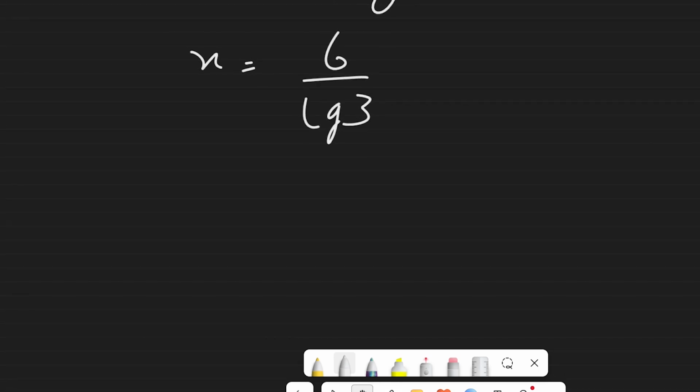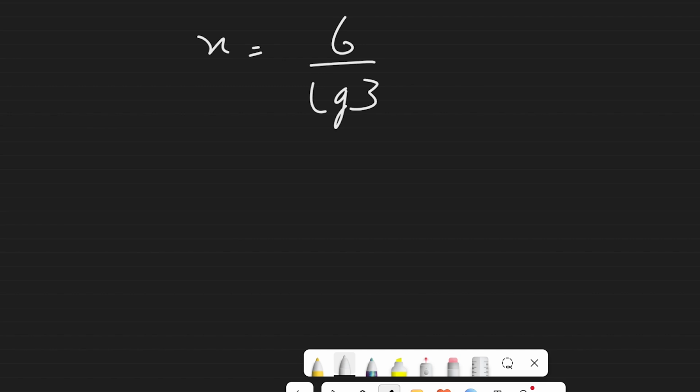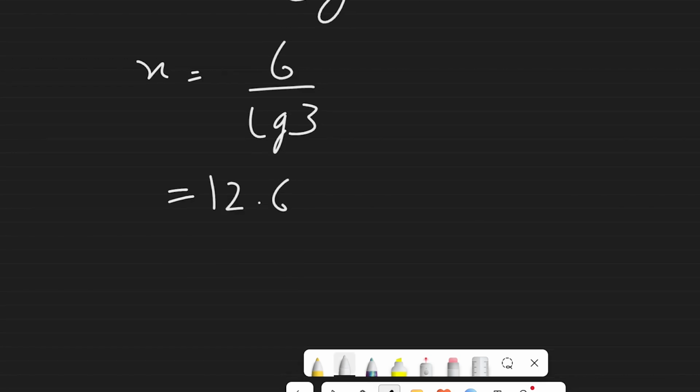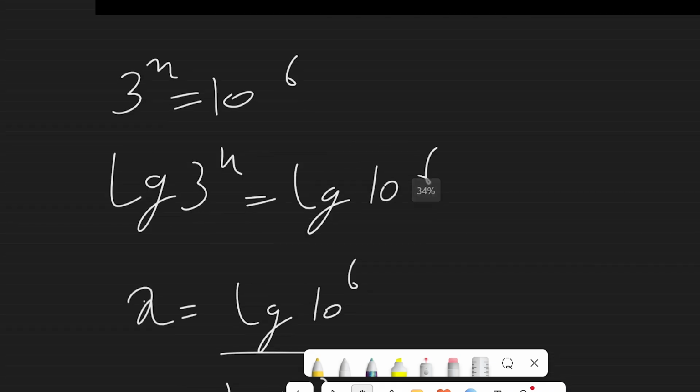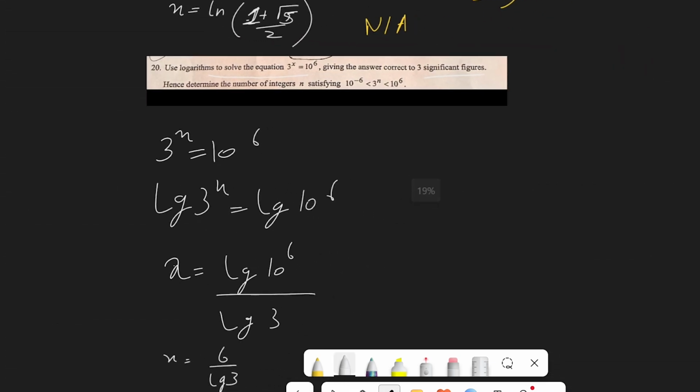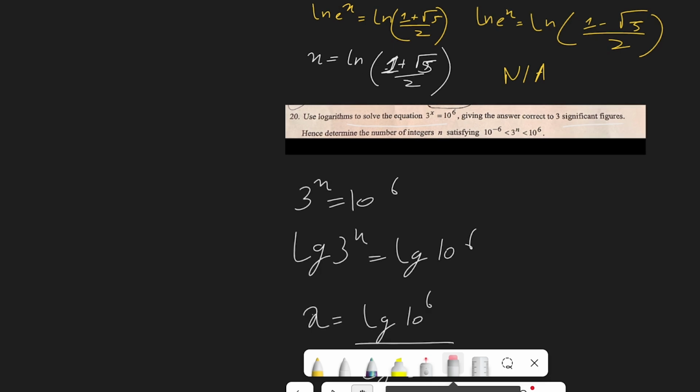And the answer would be 12.6. So that is the value of x. Now let's see the other part. It says hence determine the number of integers n satisfying this equation, this inequality.